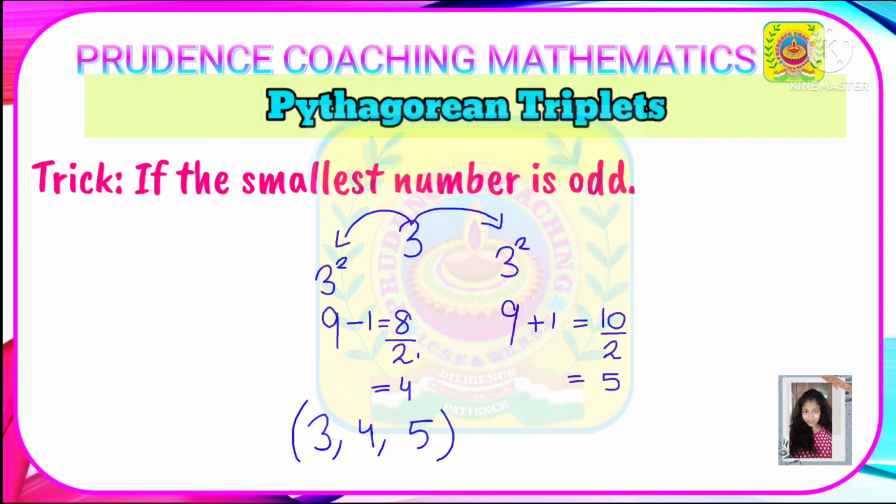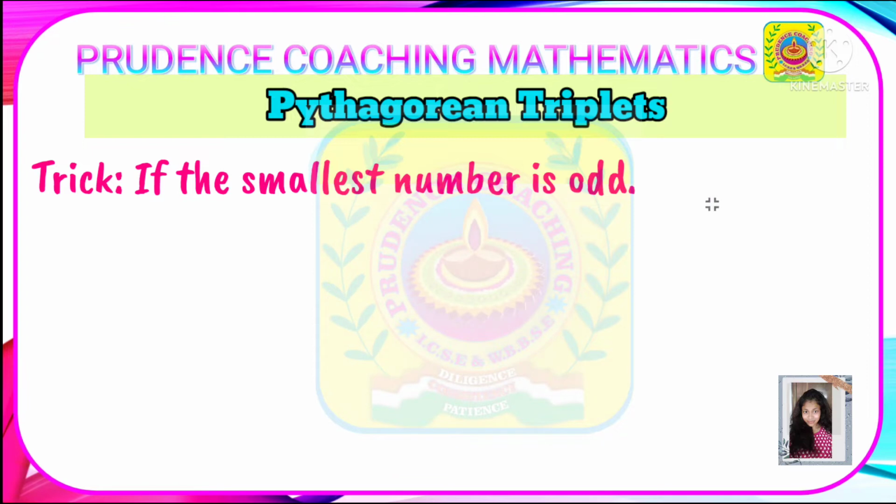Here we cannot say which one is base and which one is perpendicular, but we can say which one is hypotenuse, because hypotenuse is the longest side. So 5 is the hypotenuse here. Let us see another example to learn the concept better.